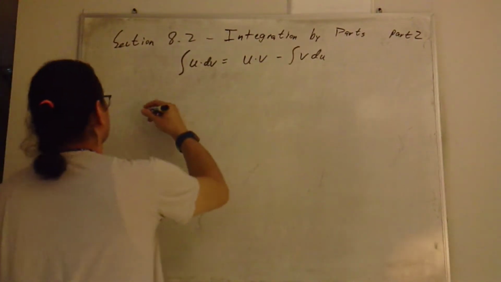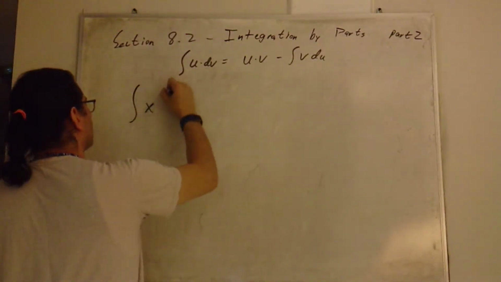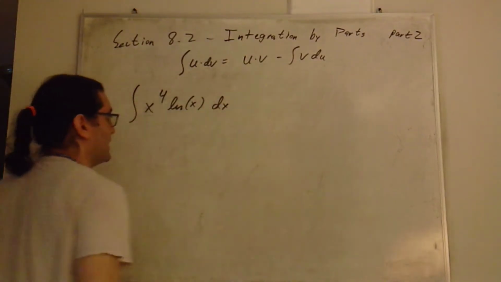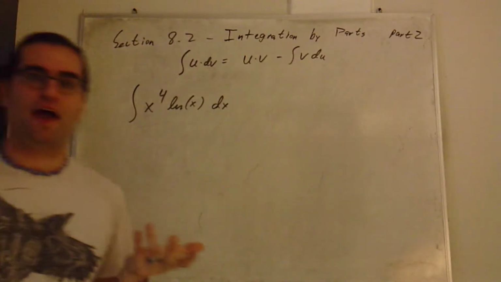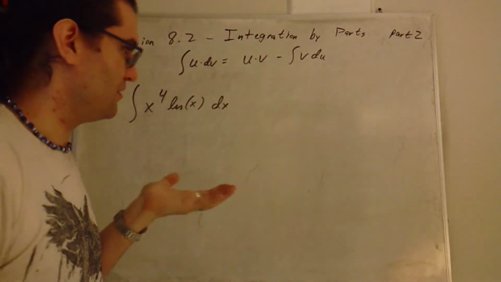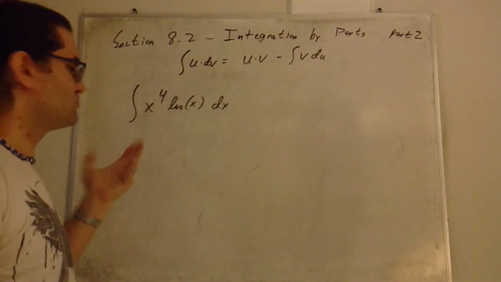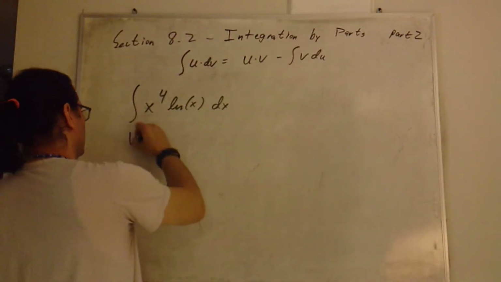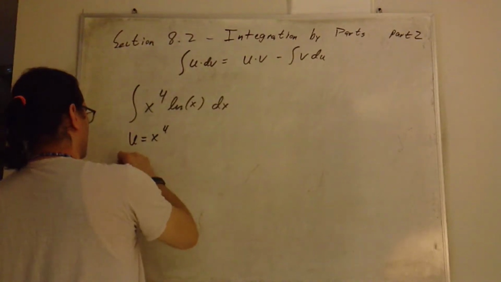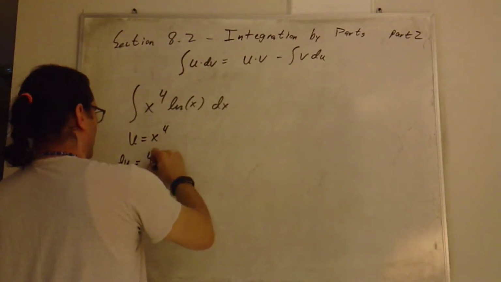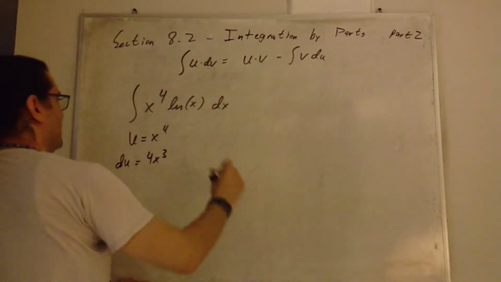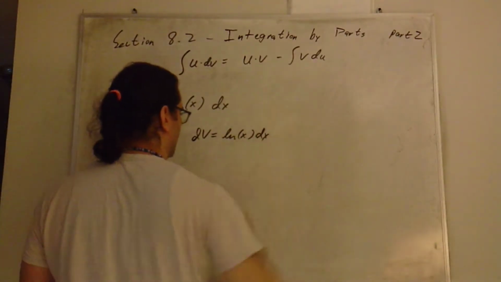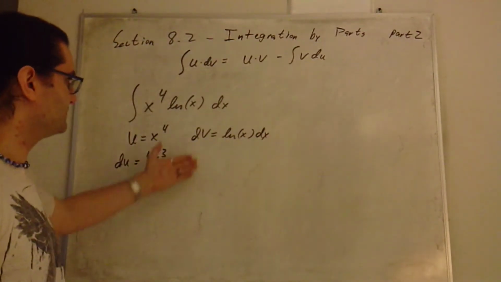Look at the integral of x to the fourth natural log x dx. After I just finished explaining that we should usually choose our x terms to be u, let's try that. U equals x to the fourth, then the derivative there would be 4x cubed, and that's fine. That means that dv would be natural log x dx, and now we're a little stuck.